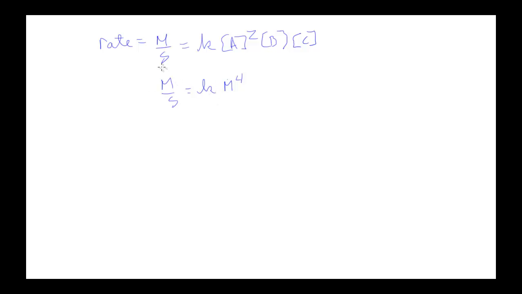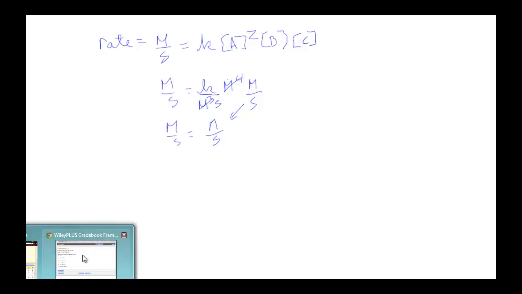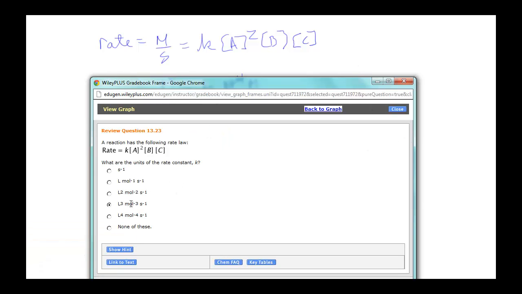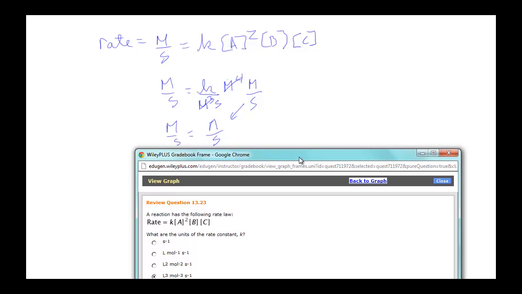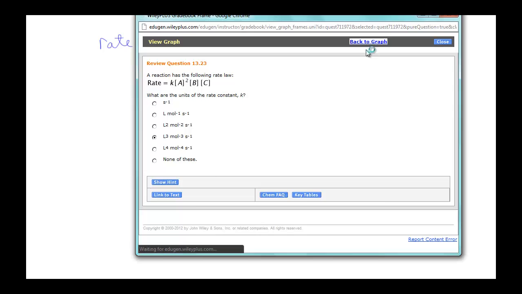So in order to give us molar per second, the units for the rate constant have to be molar cubed per second. Okay? And that would give us molar per second equals, this would be molar per second. So molar cubed and molar to the fourth. If I cancel that out, I get molar on top and seconds on the bottom. So the answer for this one is going to be liters cubed per mole cubed per second, which is the same thing as per molar cubed per second. Okay.